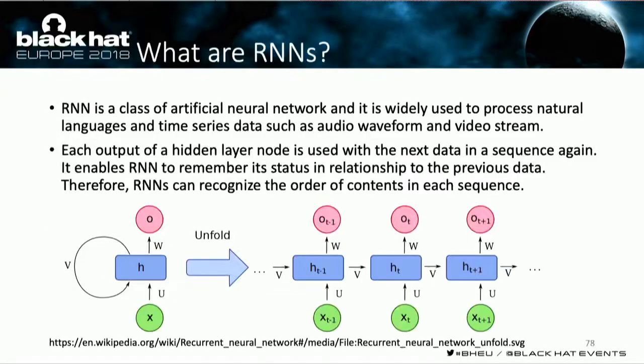Recurrent neural network is a type of artificial neural network. It's typically used to process natural language and time series data, such as audio waveform and video stream. In recurrent neural networks, each output of a hidden layer node is used with the next data in a sequence again. It enables RNN to remember its status in relationship to the previous data. Thus, RNN can recognize the order of contents in each sequence.